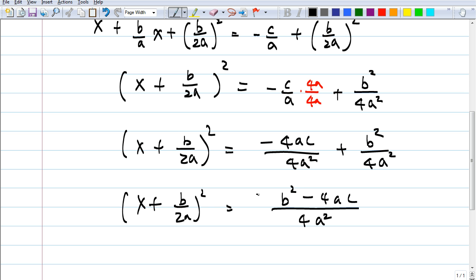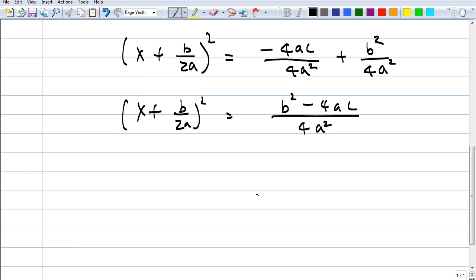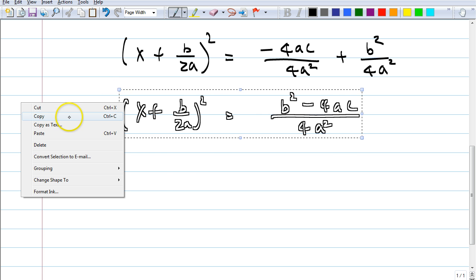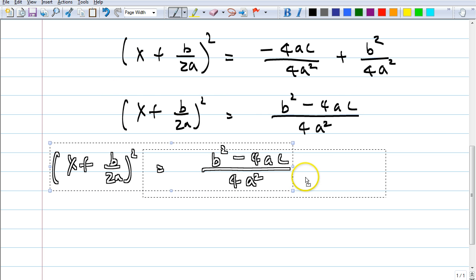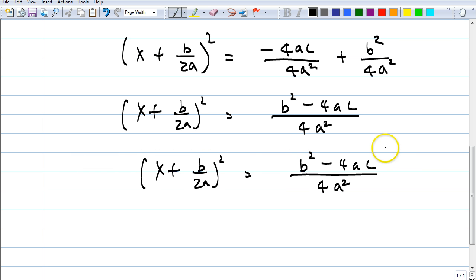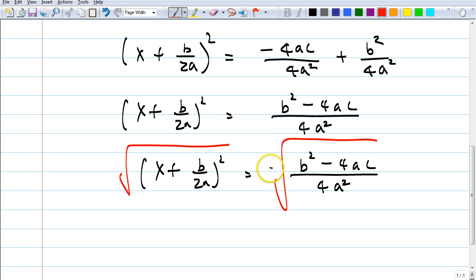Everybody good so far? Then, what should we do next? Now we have something squared equal to some number on the right side. Yes, John? Square root both sides is correct. So let's square root both sides. Take the square root on the left side and on the right side. Don't forget to put plus or minus. Is that good? Okay.